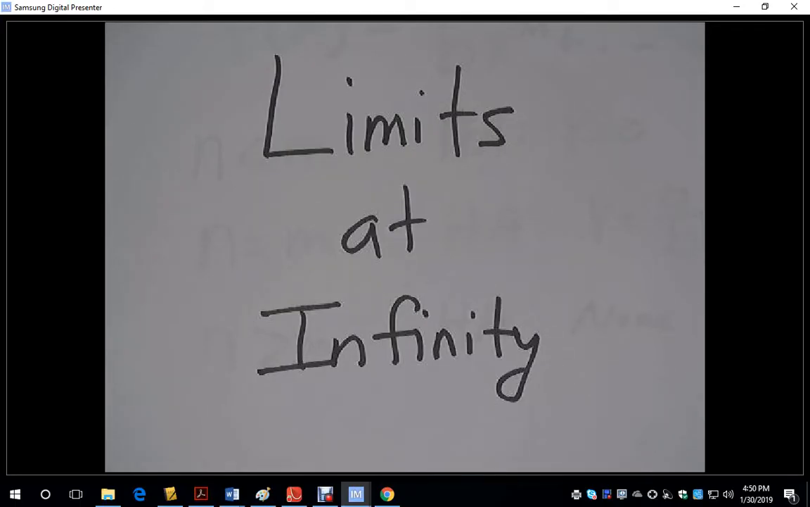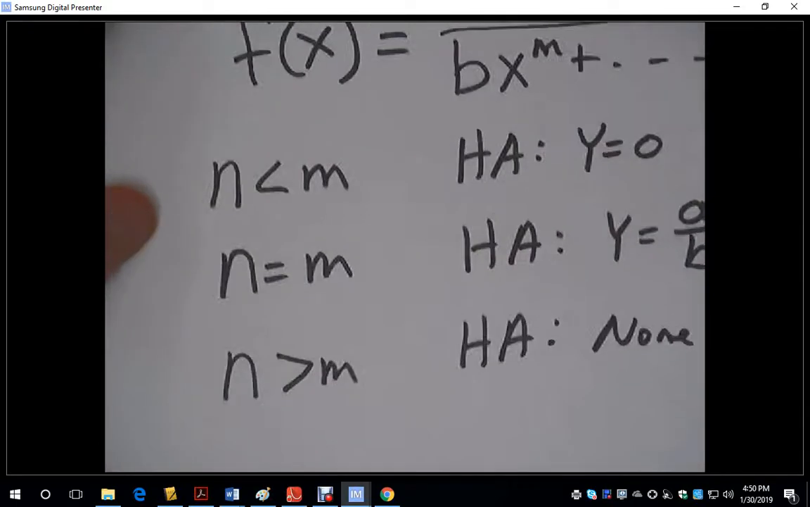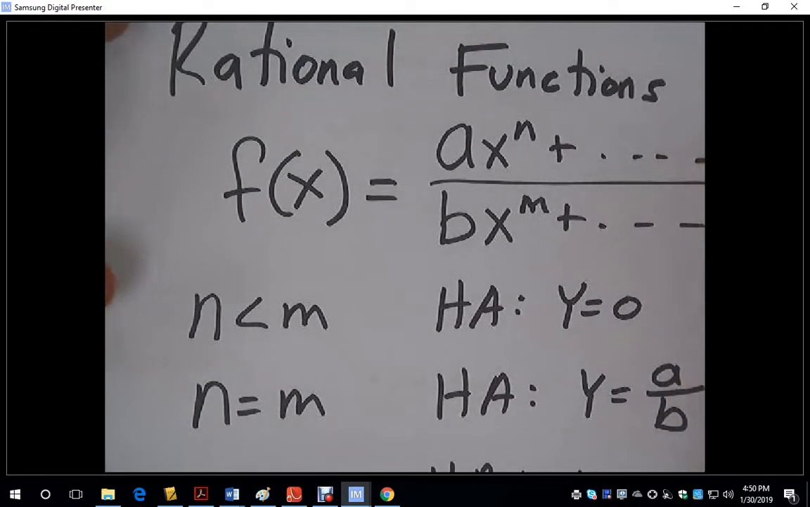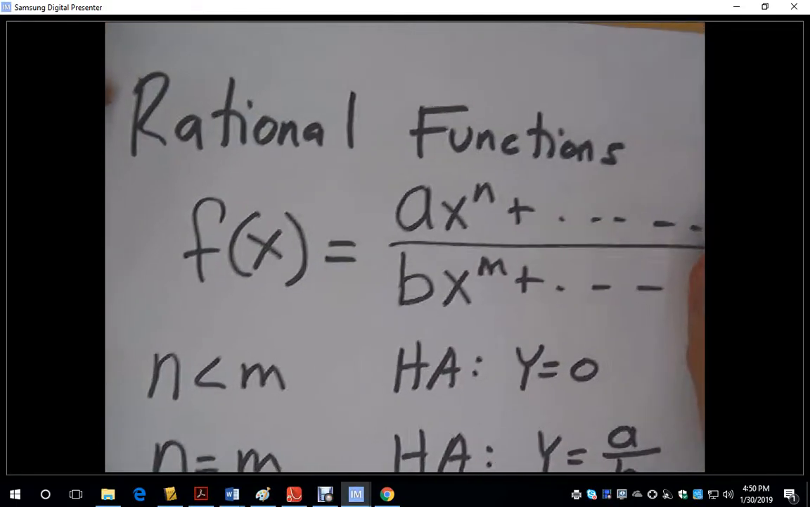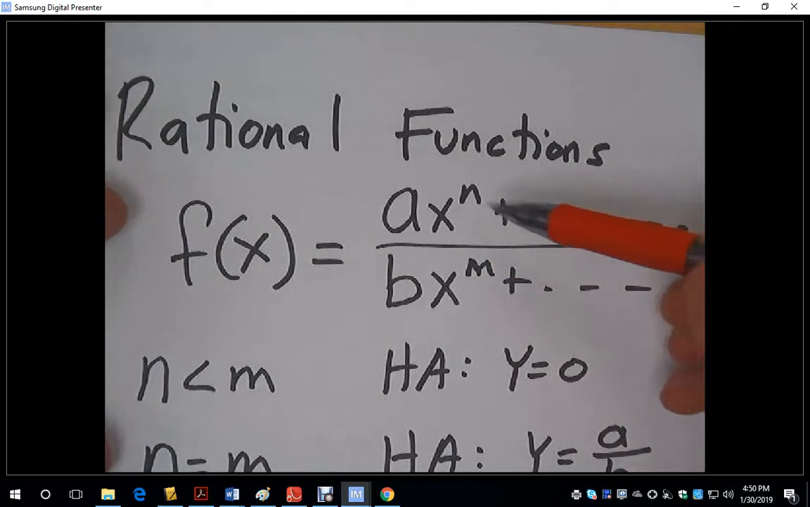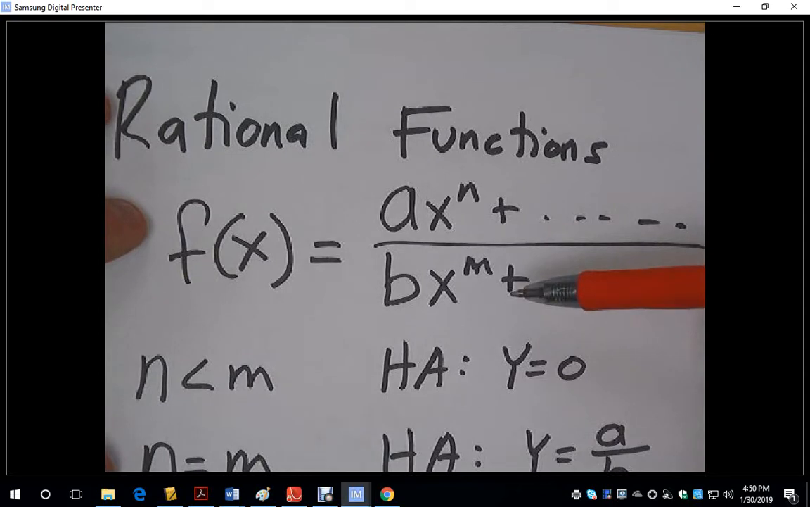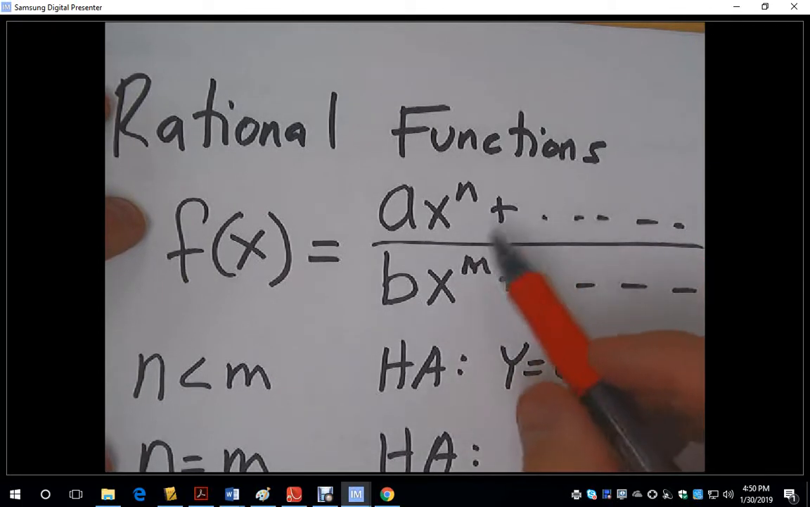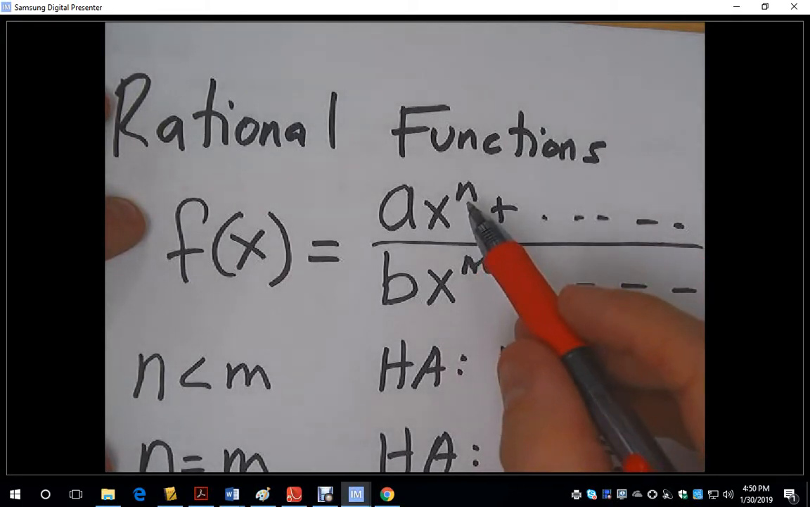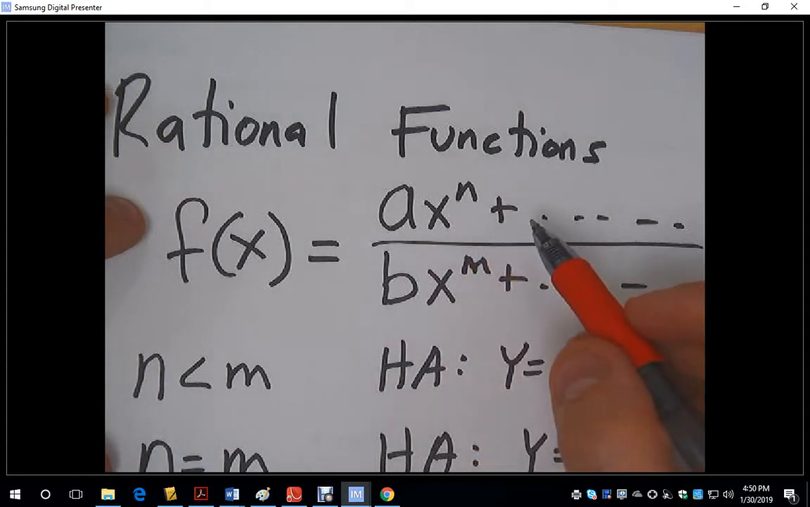In this video, I'm going to cover the concept of limits at infinity. Now, there's a couple of things that we need to know first, and that is how to find a horizontal asymptote. If I have some rational function, and the rational function is defined by a polynomial divided by another polynomial, and polynomials are written so that they're written in descending orders of exponents.